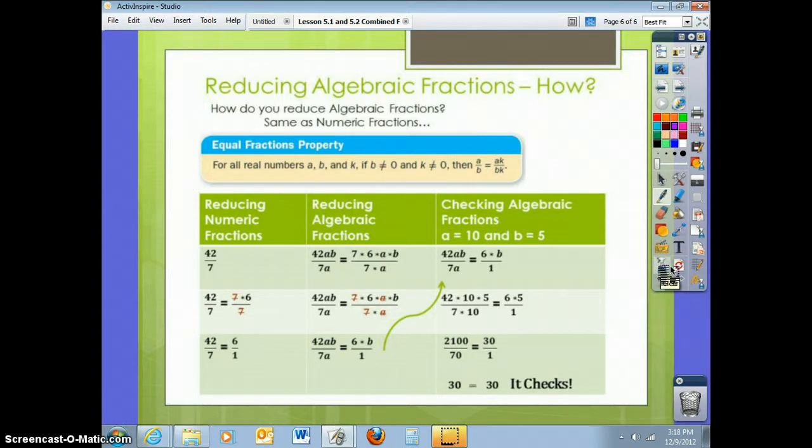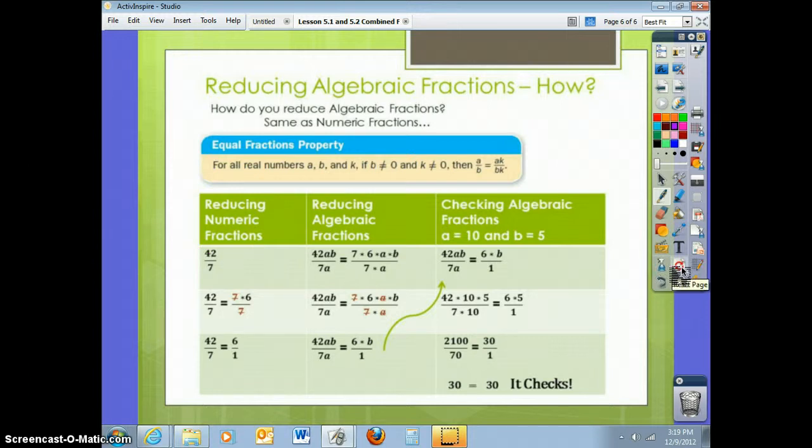Because if we just had 4 over 2 is equal to 2 over 1, right? Because basically what we're doing is we could multiply both the numerator and denominator by 2 and we get the same thing. That's what this means. You could multiply the numerator and the denominator by the same thing because that means you're multiplying by 1. All right, so let's do it first with numeric fractions and then apply that to algebraic.